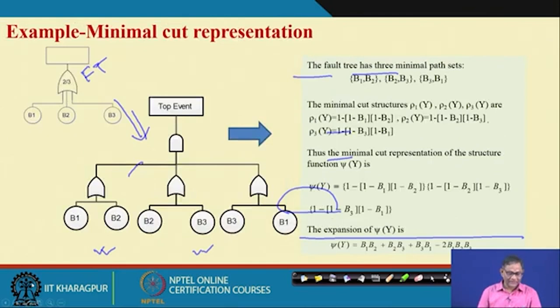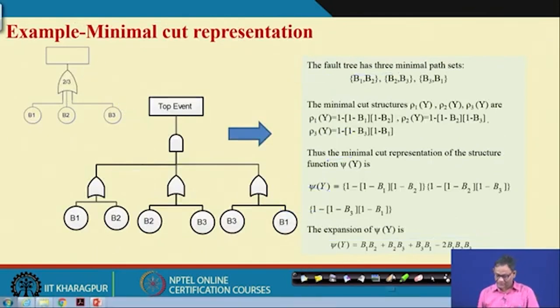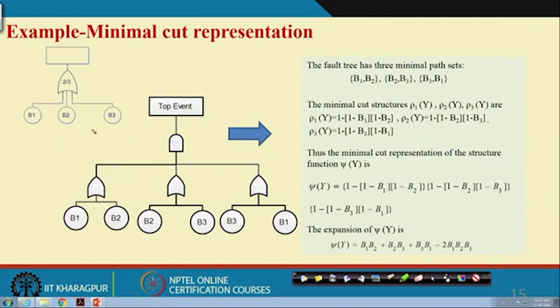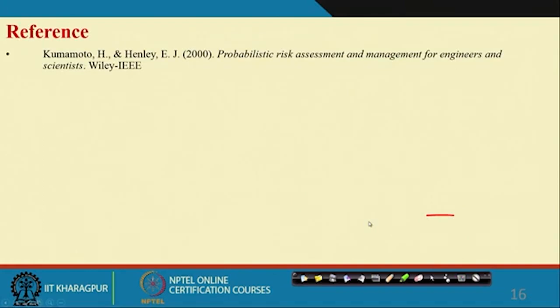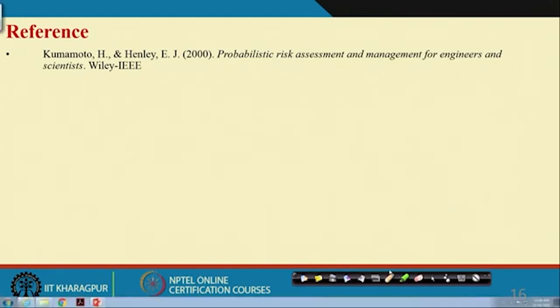Another one: this voting gate example, whose path sets you found, three path sets. In fact, because of the 2 out of 3 structure, the path and cut sets have almost similar structure, and you finally get this expression. So, this is our lecture today, and we have taken the concept from this book. Let me summarize.